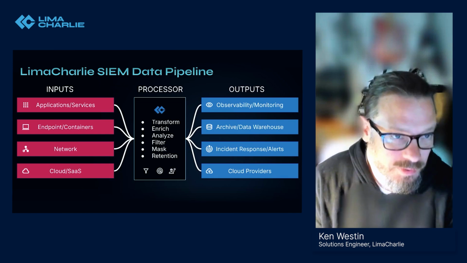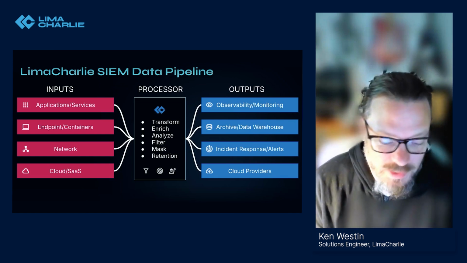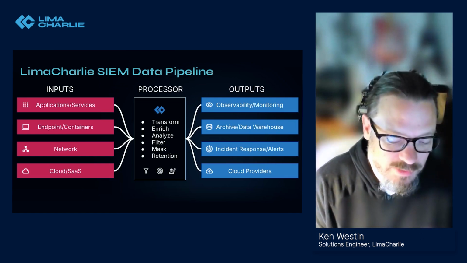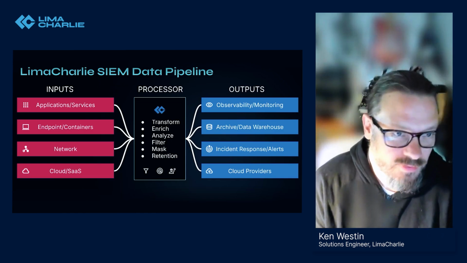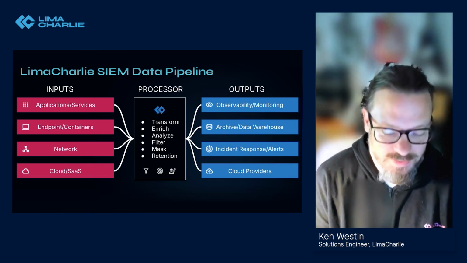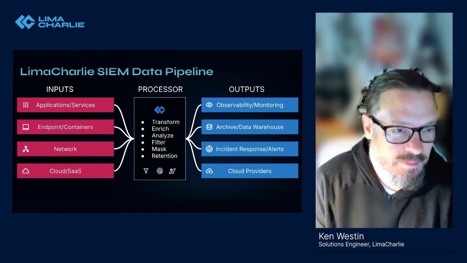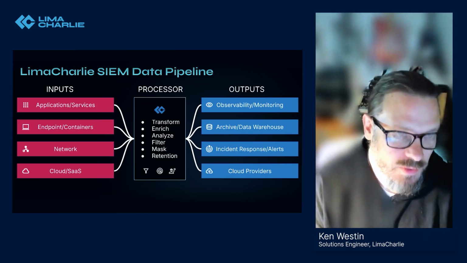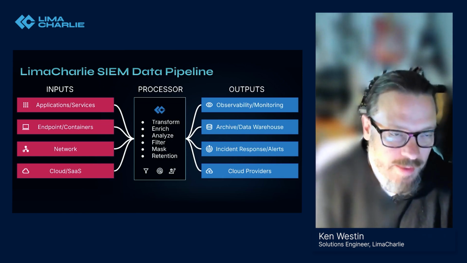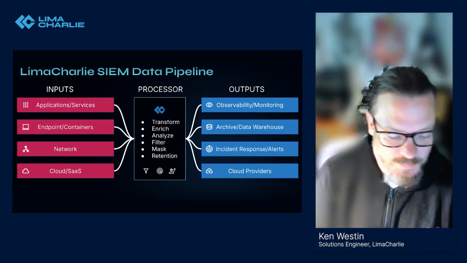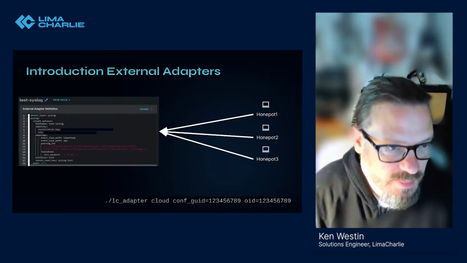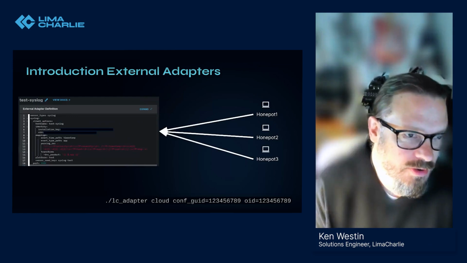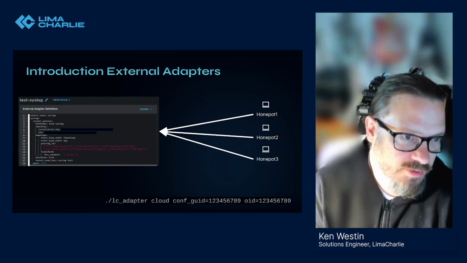We can then send output to pretty much any platform. Again, we can bring those into observability monitoring tools. You can archive it, send it to a data warehouse. If you want to offload it to a different bucket on AWS, you can definitely do that. And you may also have that integrated with more incident response and alerting capabilities. And so I'm going to go through a little bit of what our demo is going to look like. In this demo, I'm going to be showing a newer feature that we've enabled called our external adapters.